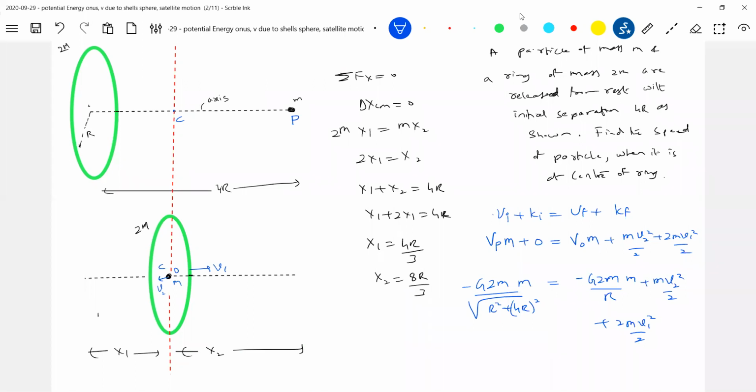v1, v2, two unknowns are there. So shall we go for conservation of linear momentum? 2m v1 minus m v2. Solving 1 and 2, we will get the required answer. How much distance has the ring moved? It has moved a distance x1, and what is that x1? 4r by 3. What is the distance moved by the particle? 8r by 3. So some center of mass ideas also can be asked of you. You have to be careful.